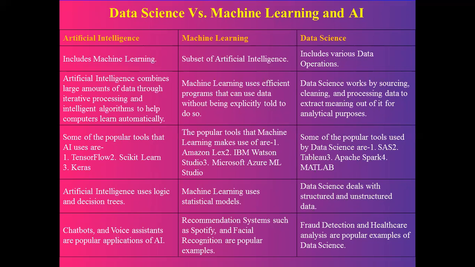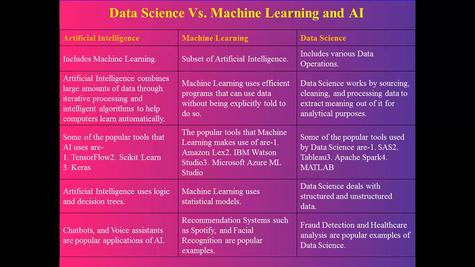Then some of the popular tools for AI are TensorFlow, Scikit-learn, Keras. These are some tools for artificial intelligence. Then for machine learning, there are some tools like Amazon Lex, IBM Watson Studio, Microsoft Azure ML Studio. Then for data science, some tools are SAS, Tableau, Apache Spark, and MATLAB. These are some tools for data science.